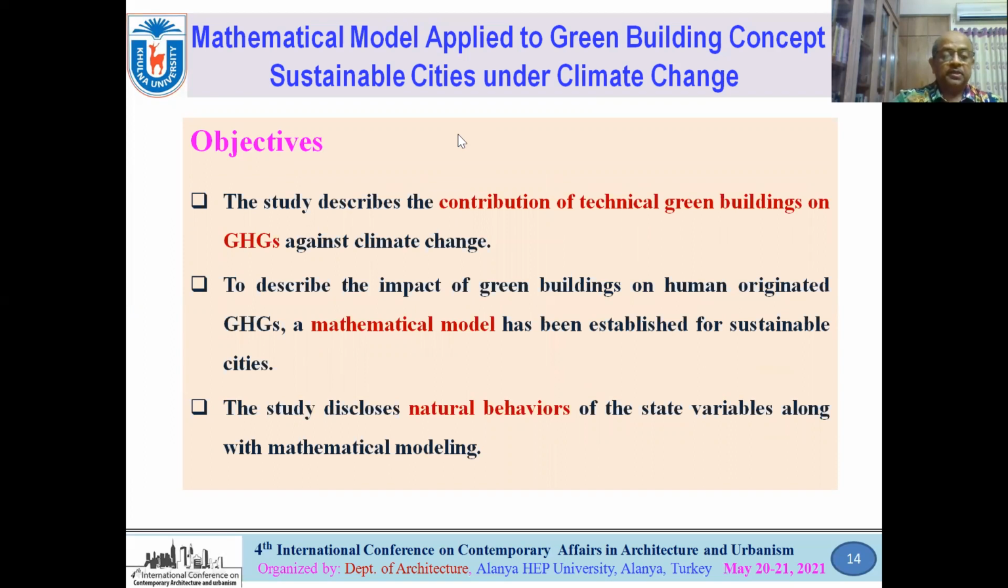So considering all the above characteristics of the green building, we have the idea to formulate a mathematical model in terms of the time derivatives of different components, considering the state variables. So we formulate a model here, and we will show that the green building can play a sustainable role to reduce the greenhouse gases, that is to reduce the global temperature, and that our sustainable cities can be developed in terms of the green building concept.